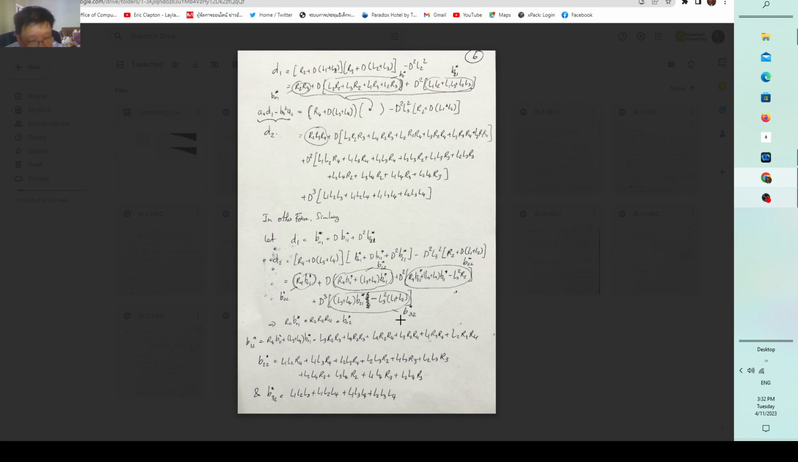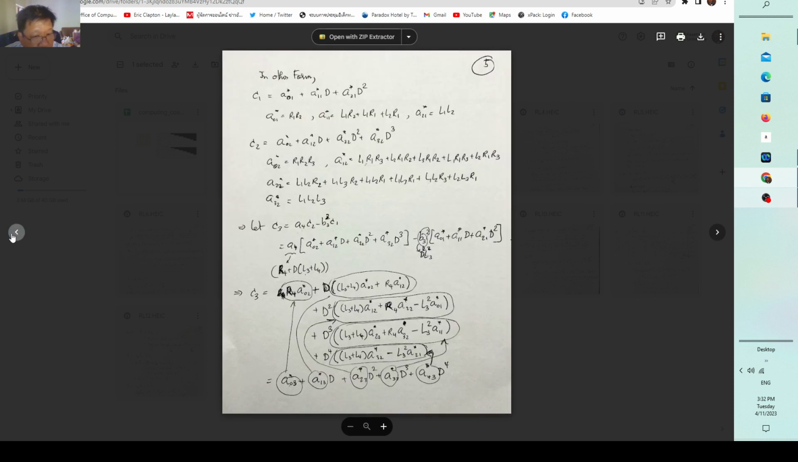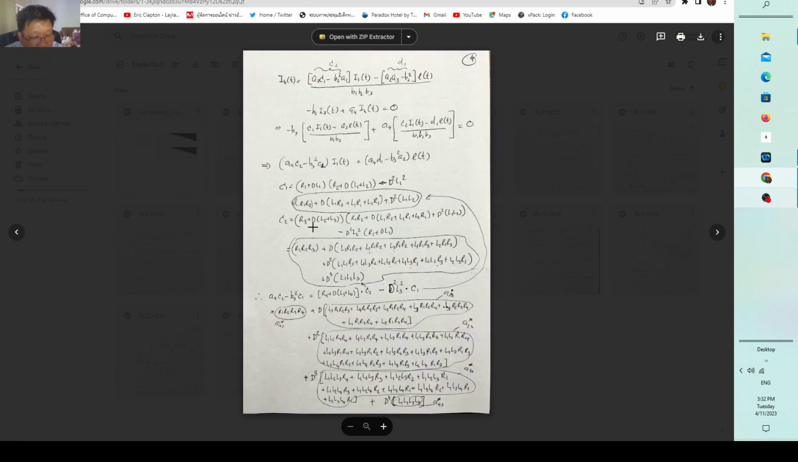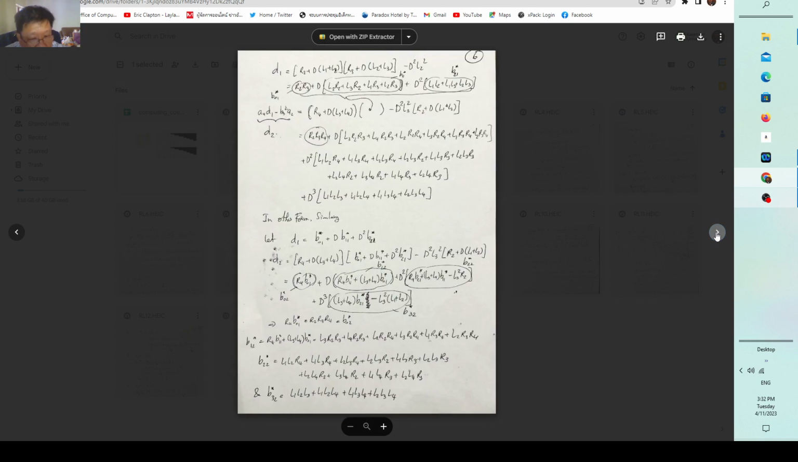Something similar to what we did with C sub 1, C sub 2, and C sub 3, but D sub 2 becomes the cubic equation. As you know, our C sub 2 also becomes a cubic equation, if you recall. So it is quite a similar fashion over here.